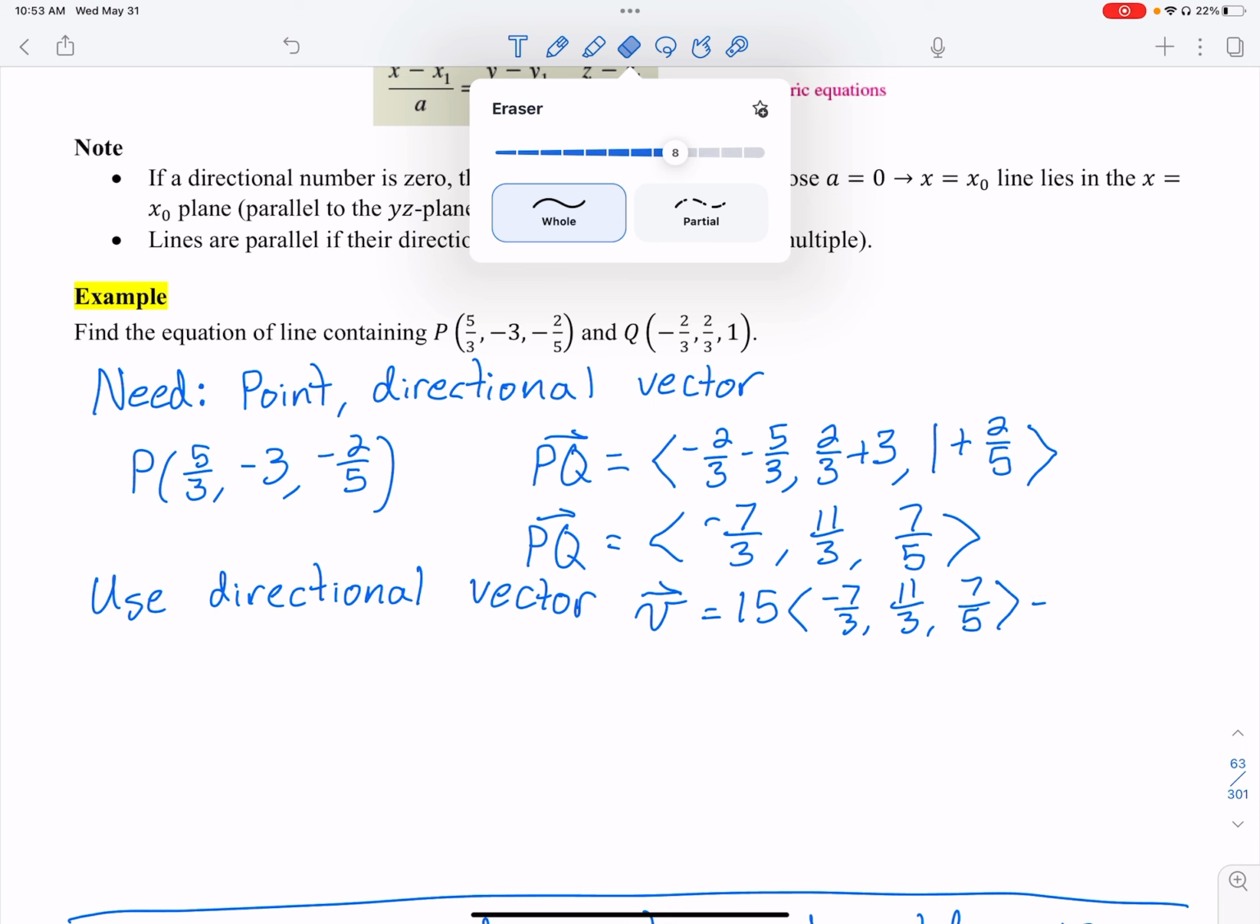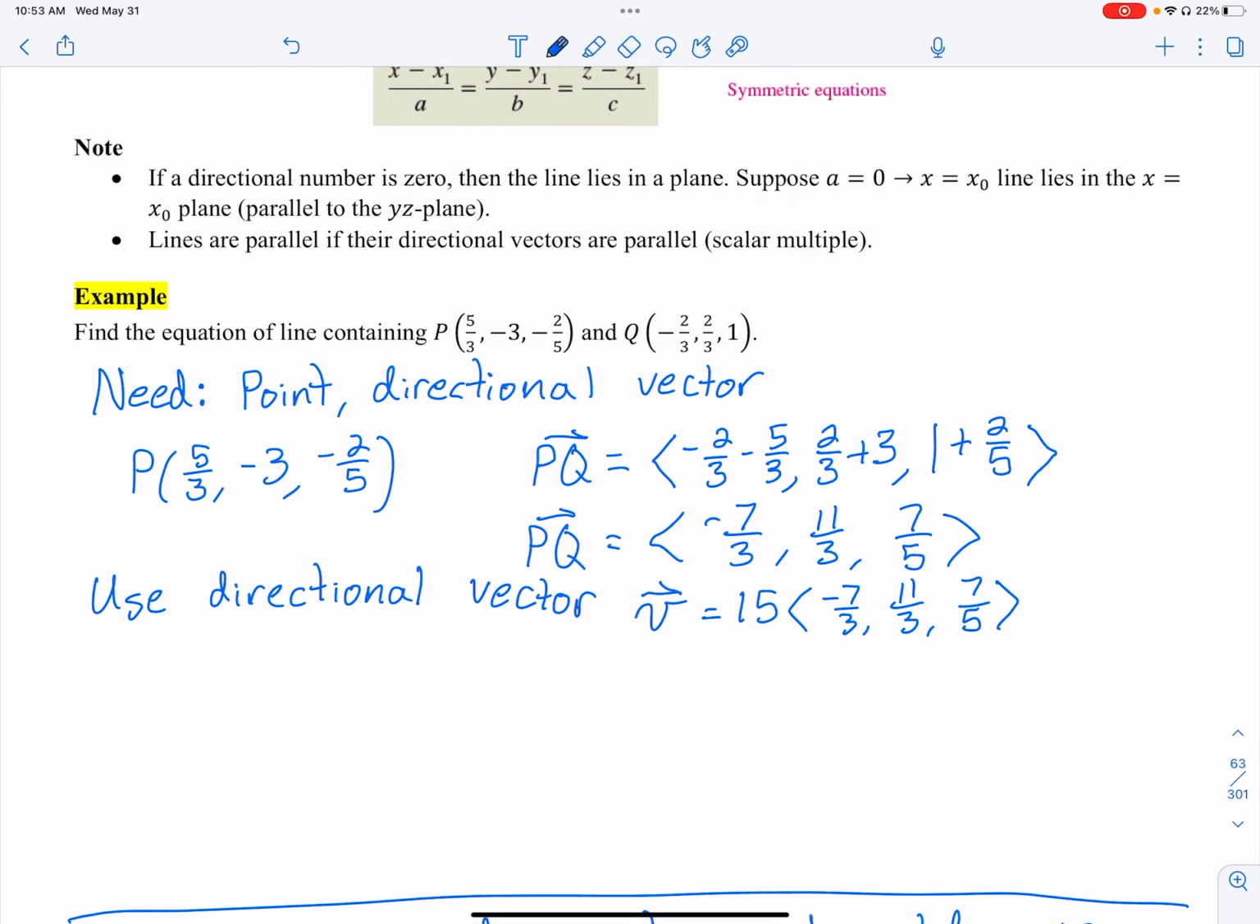Let's go below here. So V will be, okay, 15 and 3 cancels a 5. I got -35. 3 and 15 is 5. I get 55. 15 and 5 cancel, leaving a 3, leaving me with 21. So there's my directional vector. It is much prettier because there are no fractions.